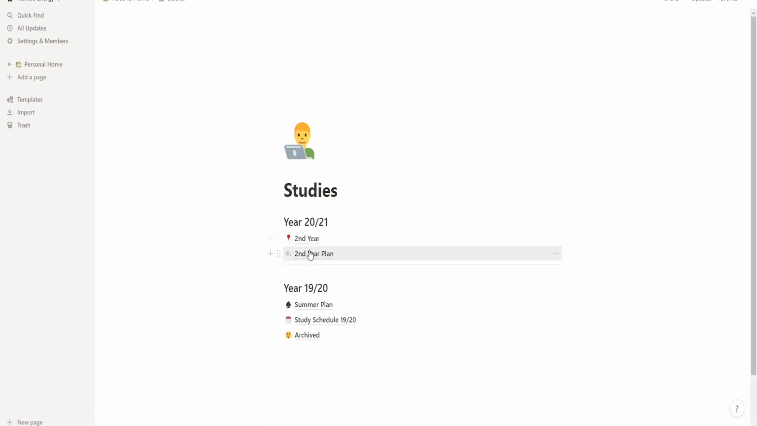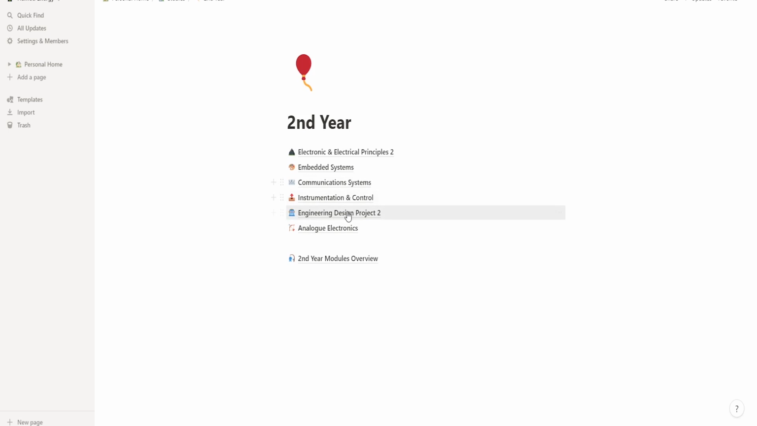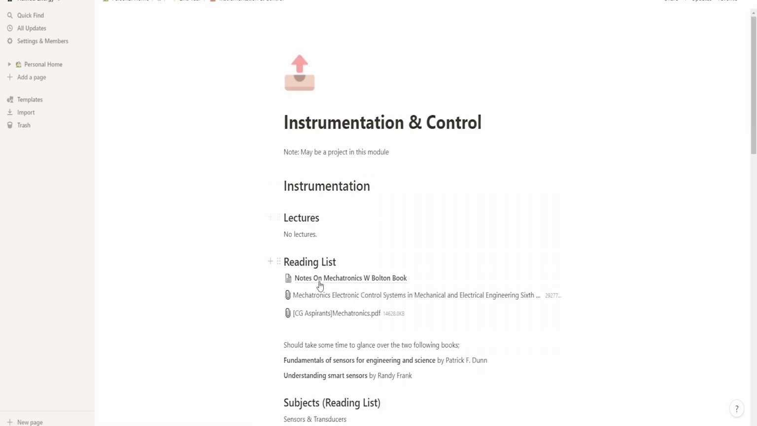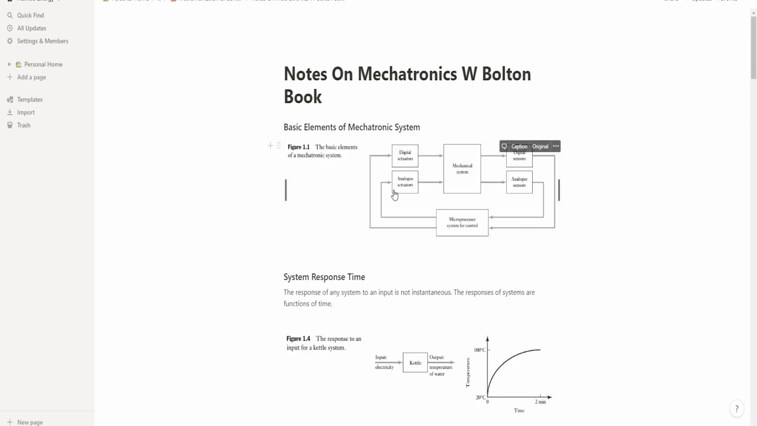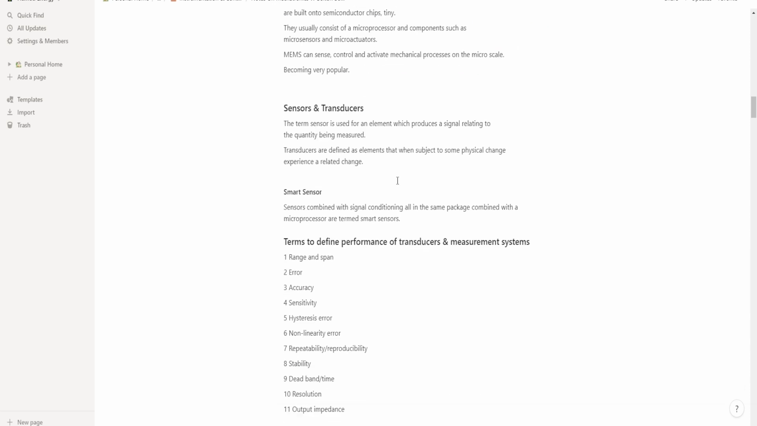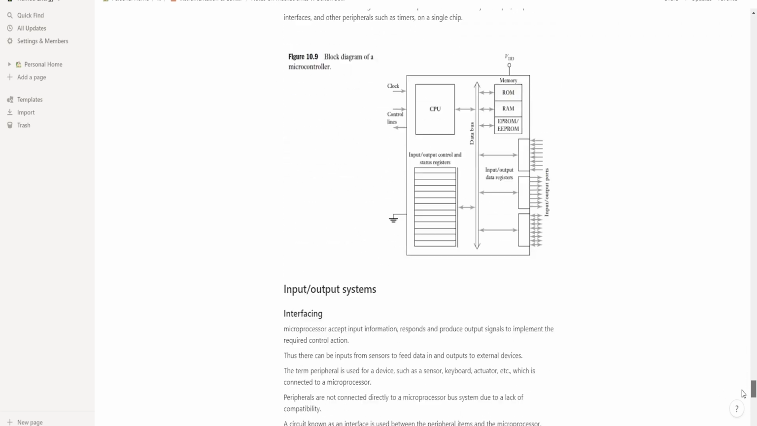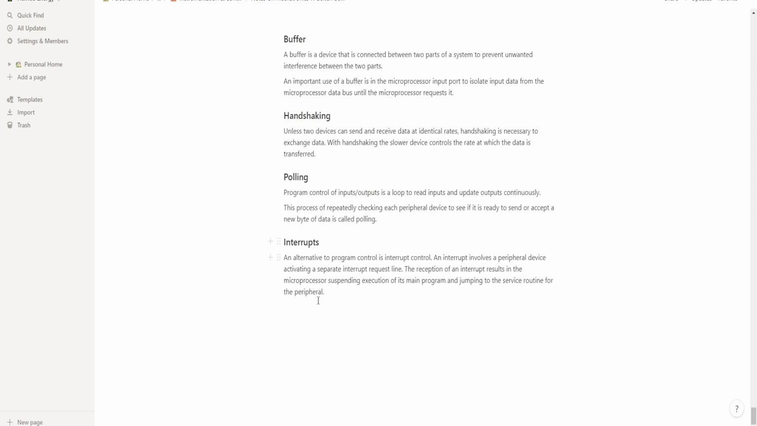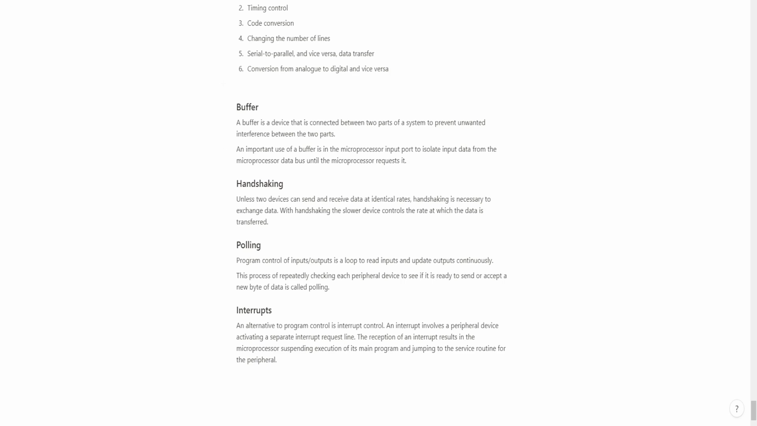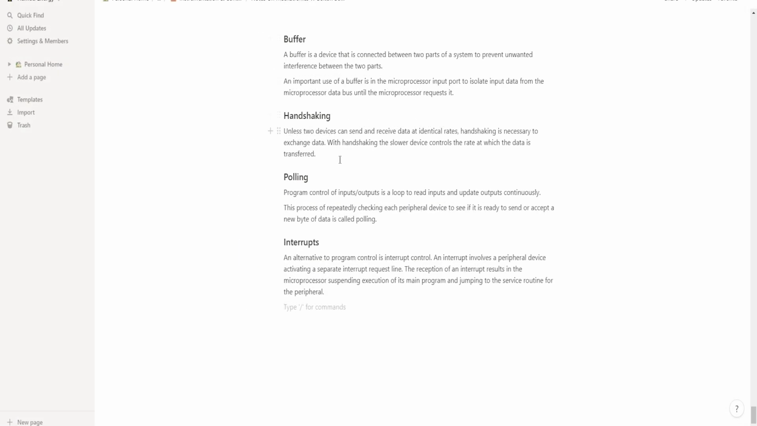Studies, second year, Instrumentation Control, and Notes on Mechanics. See how nice Notion is? It's beautiful. And literally, look, it will update in here everything quickly as well. Okay, cool. So I think I was using the Notion app, so I'll use the browser for now.